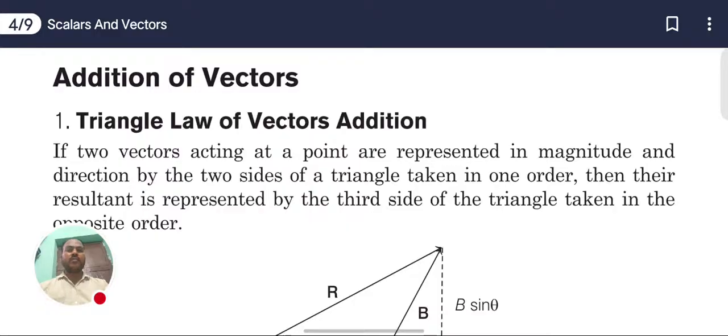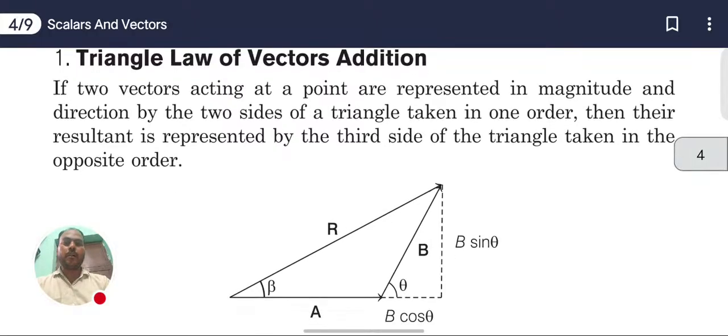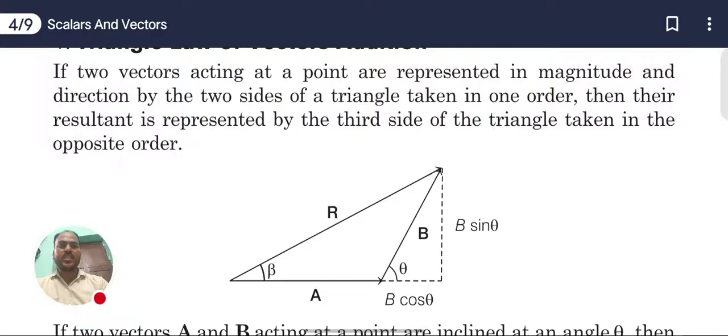So let's start our study today. Addition of vector: the first topic is the triangle law of vector addition. If two vectors acting at a point are represented in magnitude and direction by the two sides of a triangle taken in one order, then their resultant is represented by the third side of the triangle taken in the opposite order. Now you can see the figure.